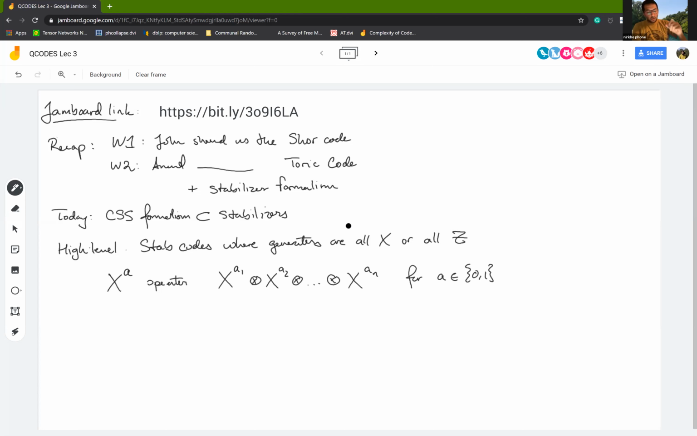So it's a short form of writing this big tensor product, where some of these guys are going to be identity. So like if a2, for example, is 0, then the identity would be in the middle. So it's just going to be a very short form that we're going to use. And analogously, we would look at z to the a if we need to.